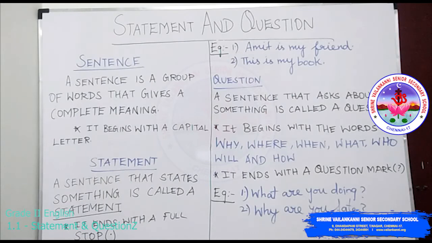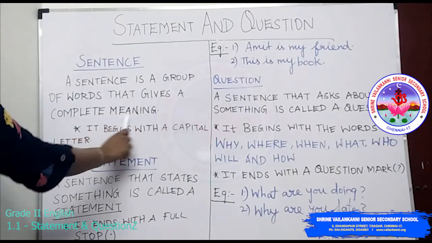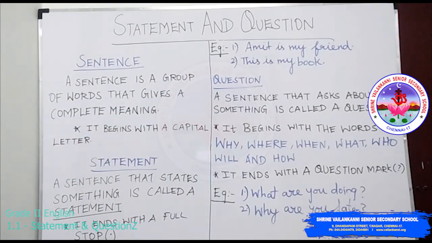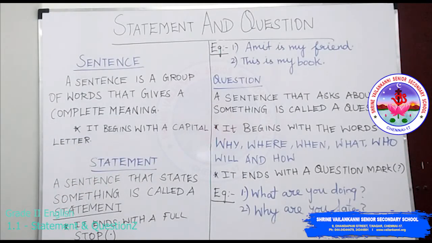Now let's see what is a sentence. A sentence is a group of words that gives a complete meaning. A sentence is nothing but different kinds of words joined together that give us one complete meaning. And the other thing is that a sentence will always begin with a capital letter. Before we write a sentence, we always start with a capital letter. So that is a sentence.